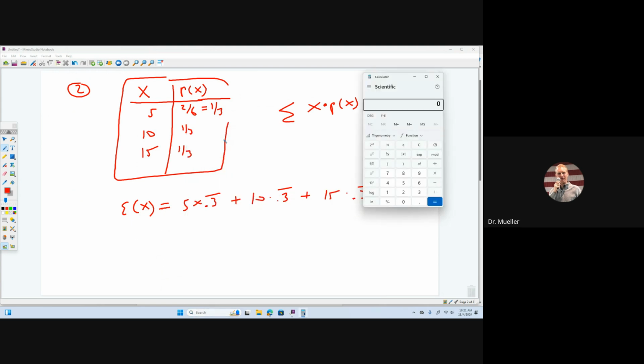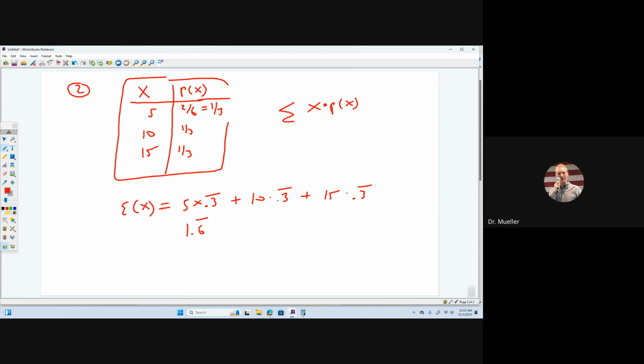And if I go to my calculator, 5 times 0.3333 is 1.6. 10 times 0.333 would be 3.3. 15 times 1/3 would be 5. So adding up the results here, 1.6 plus 3.3 plus 5 would be $10. So we would expect to win $10 by playing this game. That would be the expected value. So this is 2A and that's 2B.